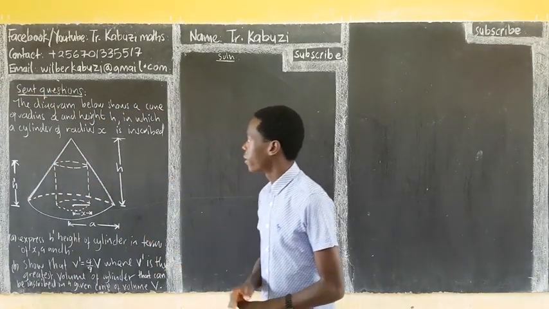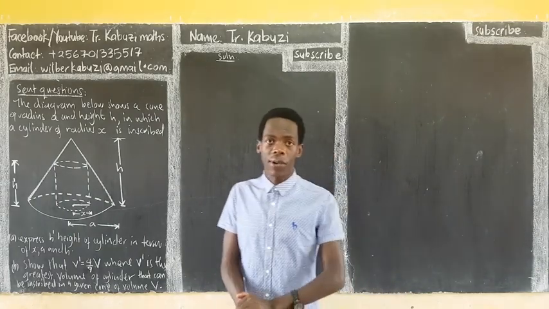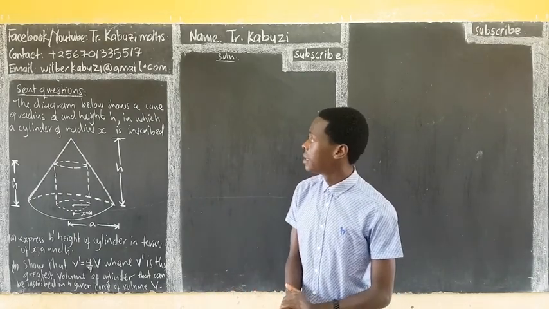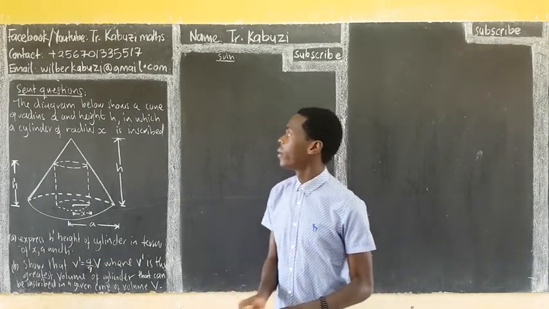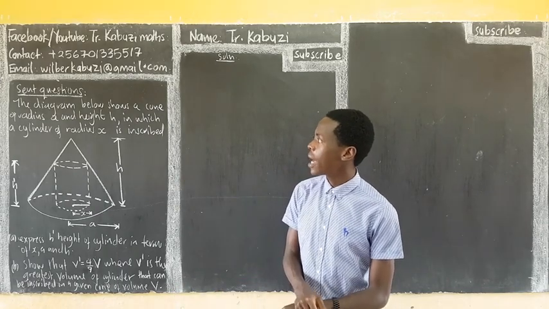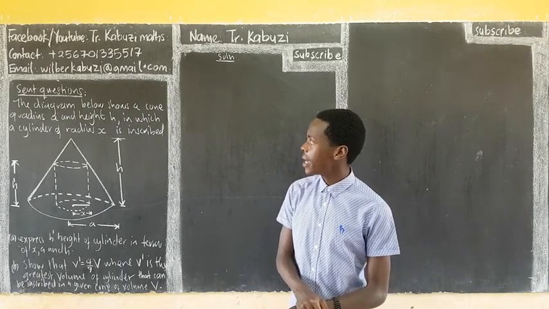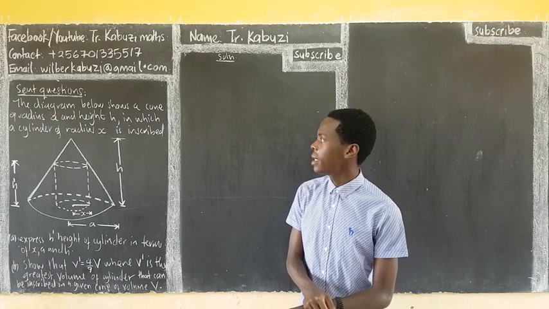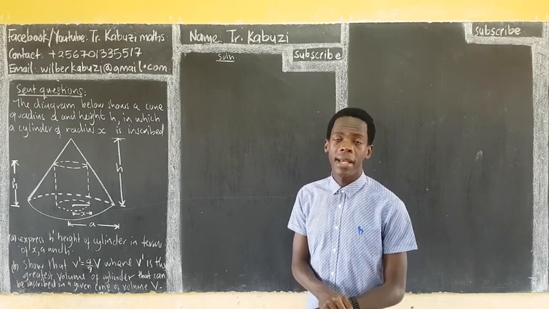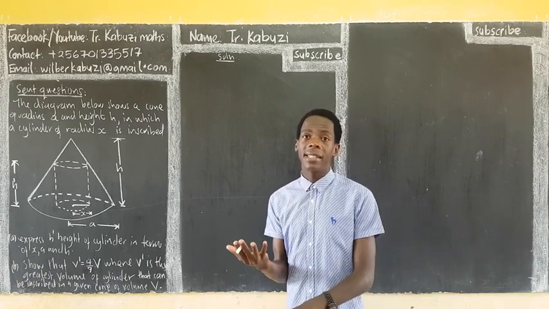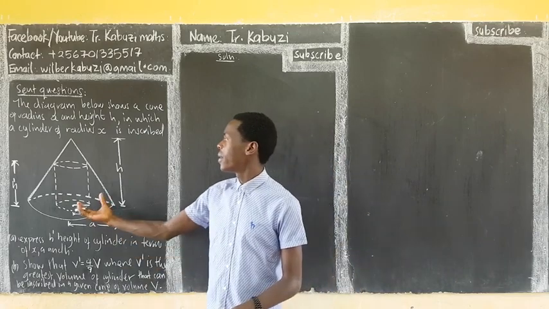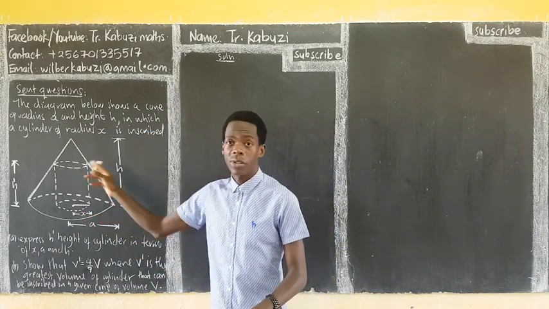So we have this question here. It was also set by UNEB 2020. Anyway, it says the diagram below shows a cone of radius a and height h in which a cylinder of radius x is inscribed. Inscribed means that something is inside something. So now the cylinder was inscribed into the cone.